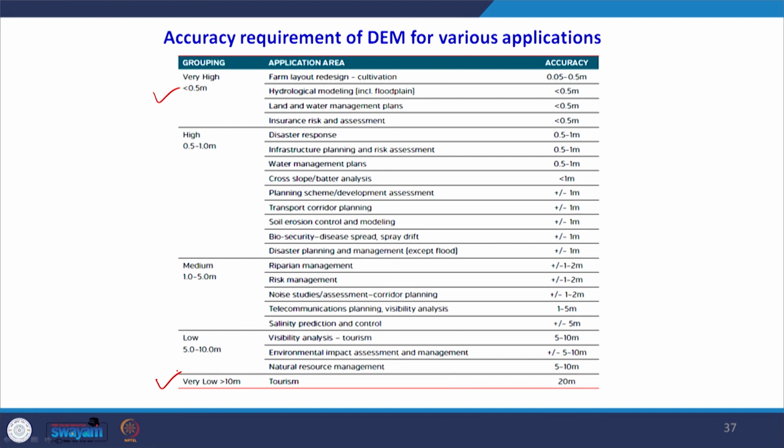Now the last column shows what accuracy you can achieve and what accuracy is required for each of the projects. So there are some application areas where we need a very high accuracy DEM, and we have to go for methods like LiDAR, or maybe you are collecting the data from the total station. But there are applications where medium accuracy or crude accuracy is required.